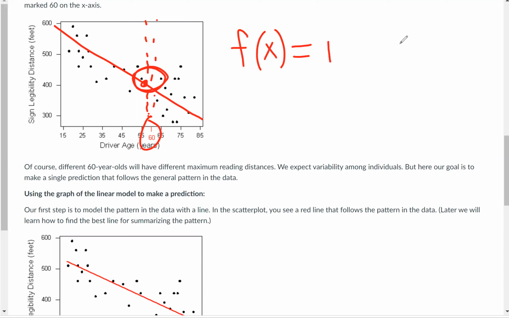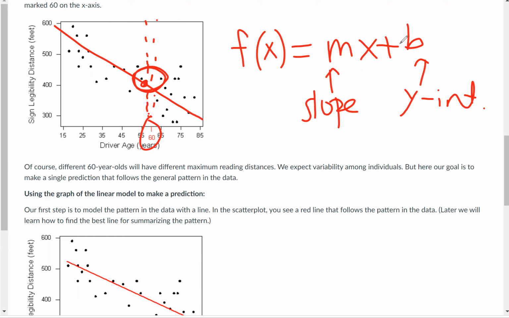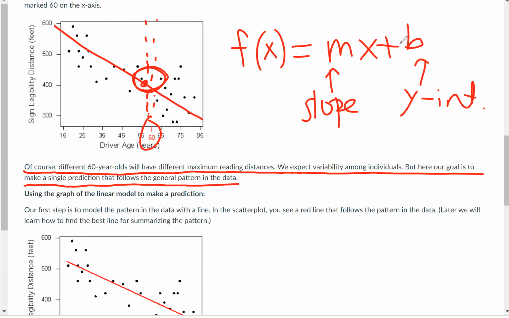That's what we would like to do. The function should look like mx plus b. Remember slope and y-intercept. Slope is m, y-intercept is b. If we figure out what those are, we can figure out what the equation of the line is, and then we should be able to figure out what kind of data values will come next. Of course, different 60-year-olds will have different maximum reading distances. We expect variability among individuals, but here our goal is to make a prediction that follows the general pattern of the data. Using the graph of the linear model to make a prediction.